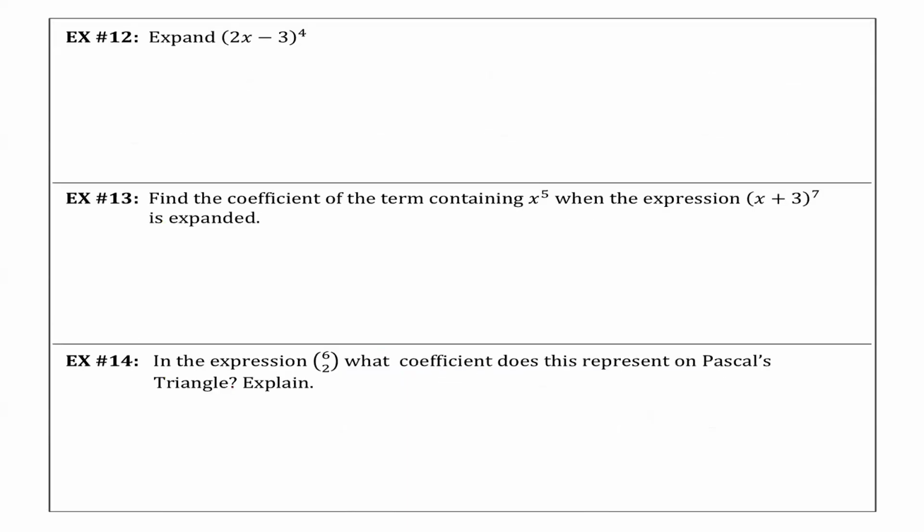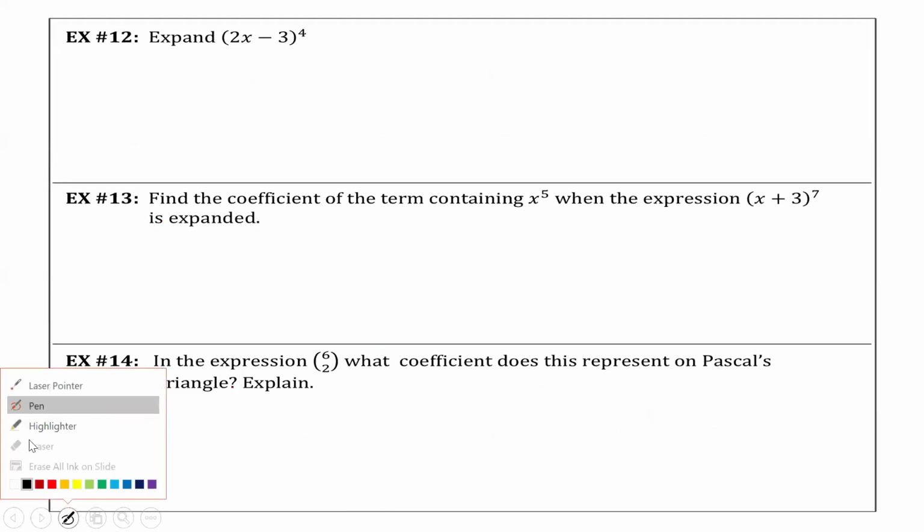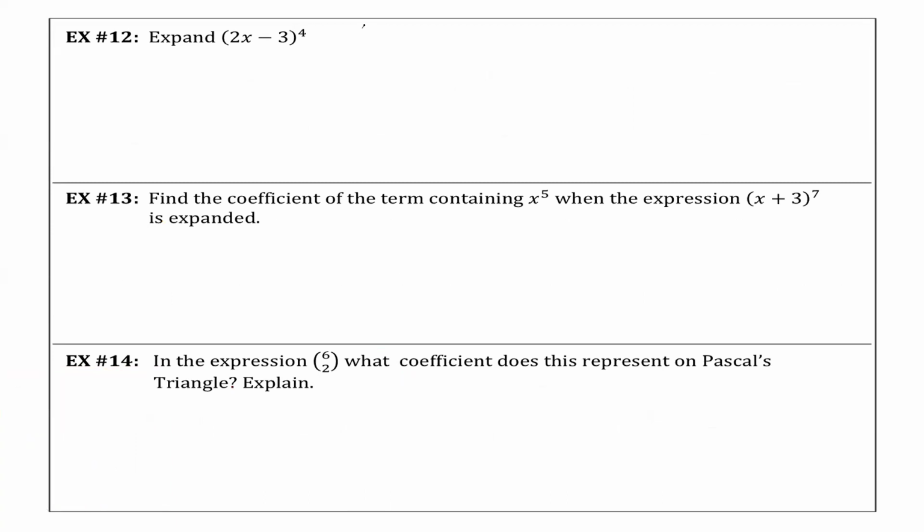All right. Here we go. So expand 2x minus 3 to the 4th. So which level of Pascal's are we at? So we're doing 1, 4, 6, 4, 1. Agree? If you think so. Well, both ways are right.